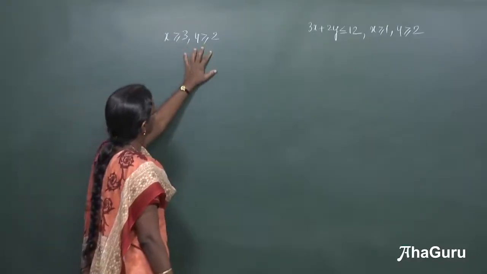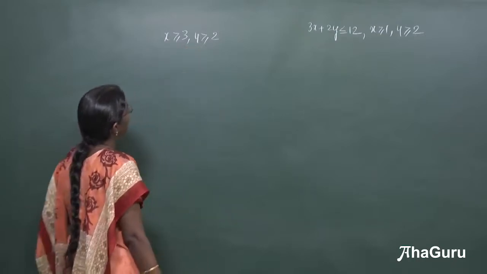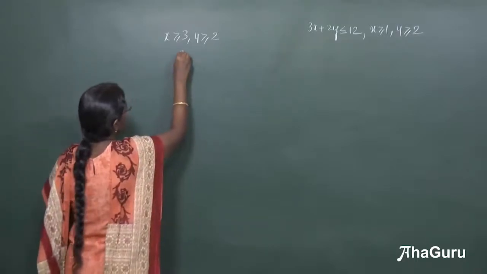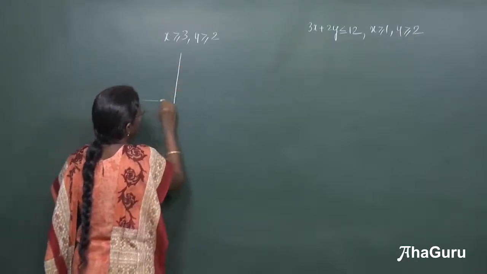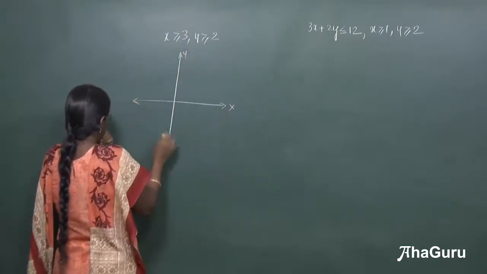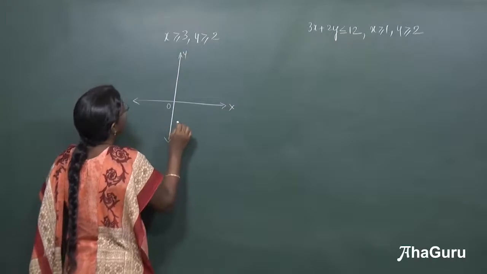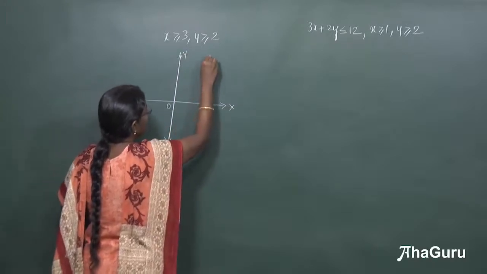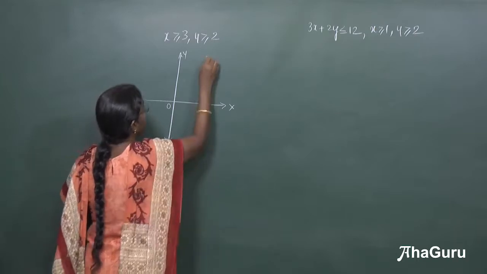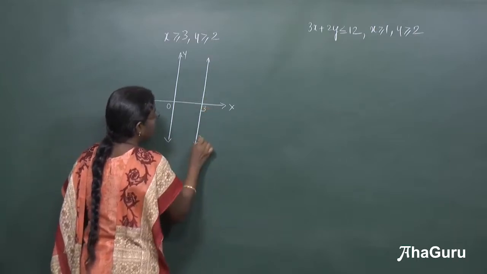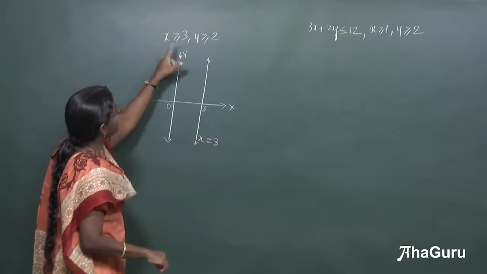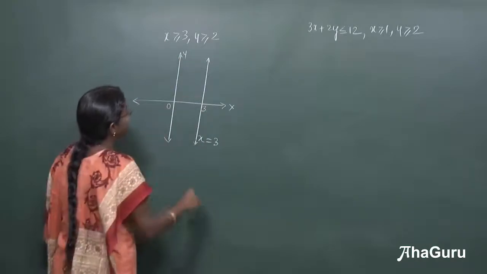We have two inequalities here. We have to find out what is the common solution for the two inequalities together. So, first we will draw the two inequalities. When you are drawing it in the graph sheet, just take a proper scale and then do it. One is x is equal to 3. So, this will be the line x is equal to 3. Where is the region? The inequality is x is greater than 3.